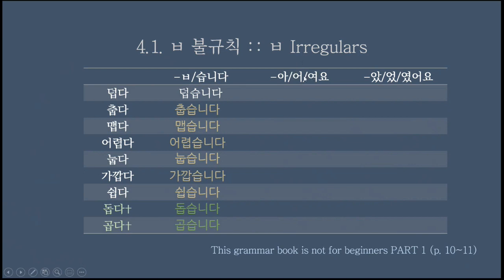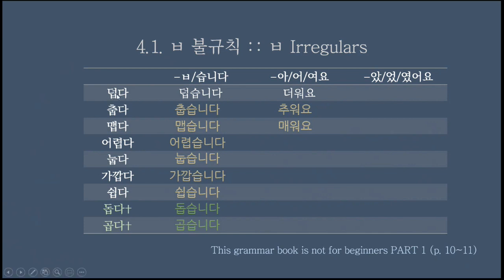Irregular one now. Informal, polite endings. It goes irregular. How? Find the pattern, please. 덥다, 더워요. 춥다, 추워요. 맵다, 매워요. Did you find the pattern?